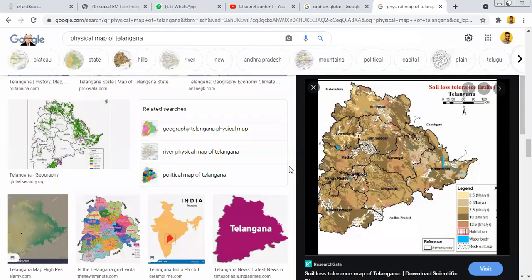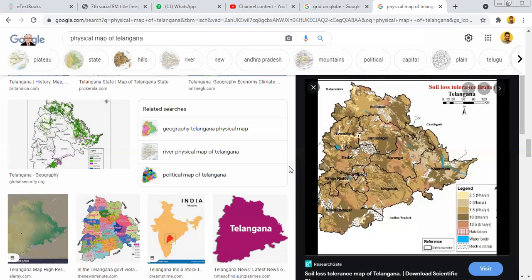Clear? Like that, we show the heights of places on the map by using contour lines, by using shades, by using circles. We show the heights of places or physical features on the map. So this is the information about our lesson.